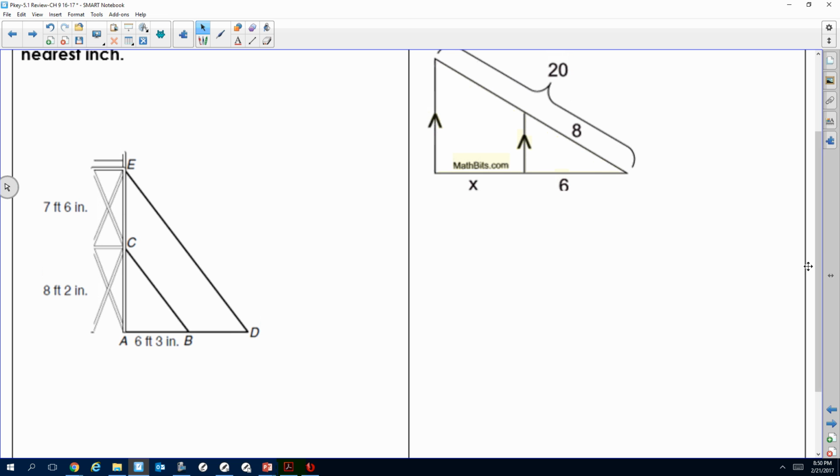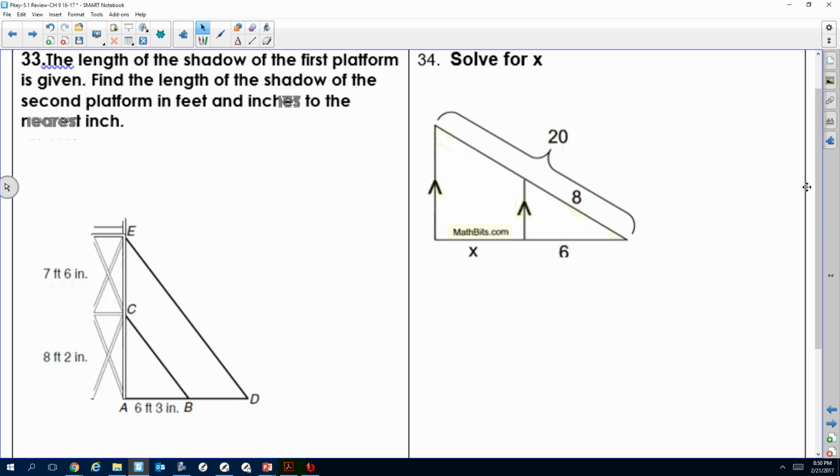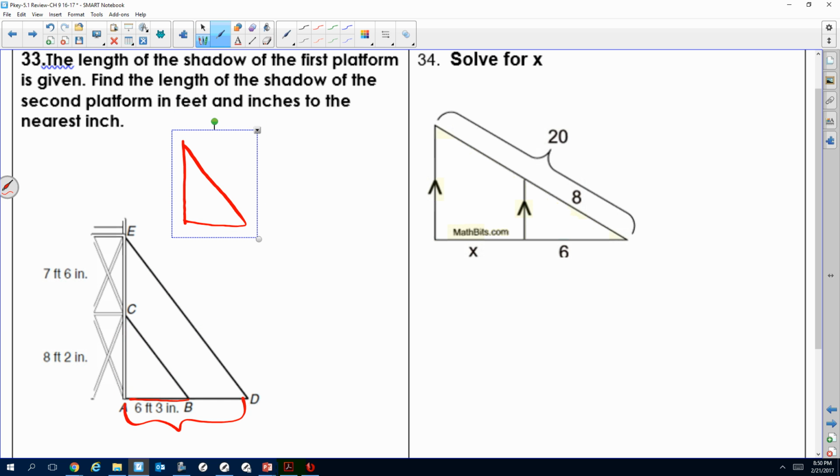All right, so basically the key information here is the length of the shadow of the first platform is given. That is right here, 6 feet and 3 inches. Find the length of the shadow of the second platform. That would be here. So basically, I'm looking at triangle CAB. I'm looking at that triangle, and I'm comparing it, CAB, to the whole triangle, which is EAD.